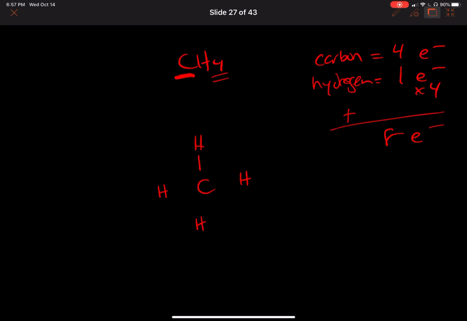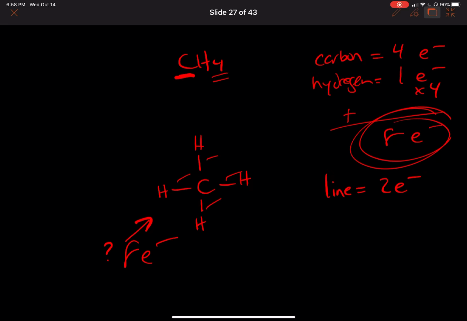Next, we can connect these with lines. Remembering that a line equals 2 electrons, if we pause and count up how many electrons we drew right here, we've got 2, 4, 6, 8. We've got 8 electrons. I needed 8 for my structure, so we're done. It's just a carbon with the 4 hydrogens around it. That is our Lewis structure for methane.